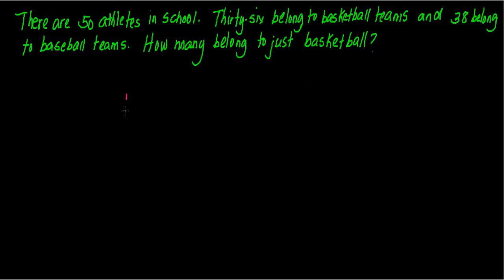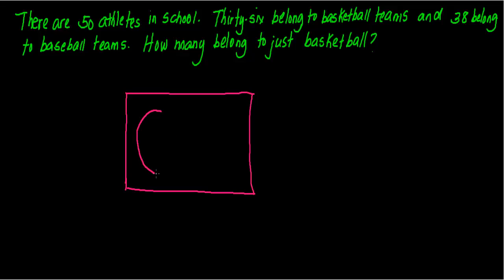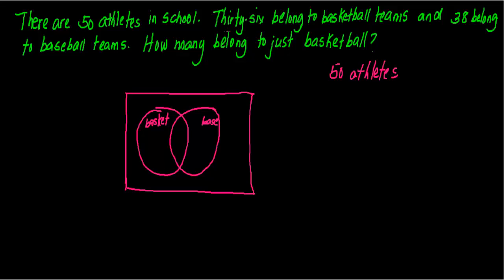Okay, so if I were to draw a Venn diagram here, what this problem is telling me is that I have some athletes in both basketball and baseball teams. Okay, so let's say this is basketball and this is baseball. Okay, now if I have 50 athletes, 36 are in basketball and 38 are in baseball.